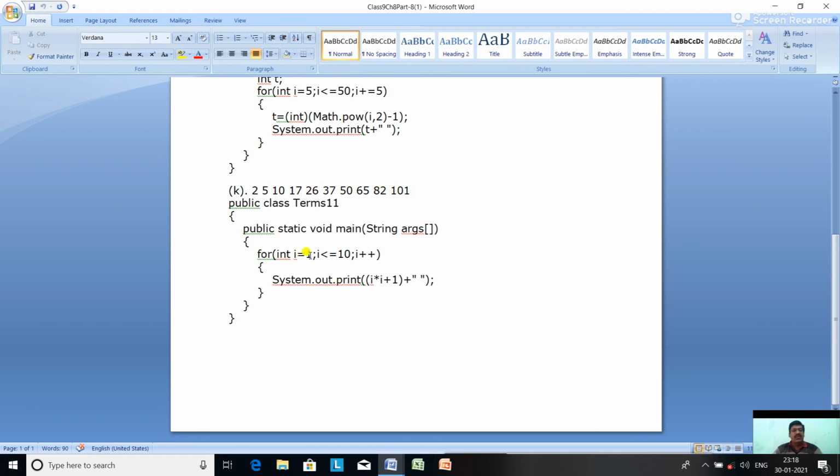For int i = 1; i <= 10; i++, System.out.print i * i plus 1. So 1 into 1, 1 plus 1, 2. Next i will be 2. The 2 into 2, 4 plus 1, 5. Next i will be 3. The 3 into 3, 9 plus 1, 10. Up to 10 into 10, 100 plus 1, 101.